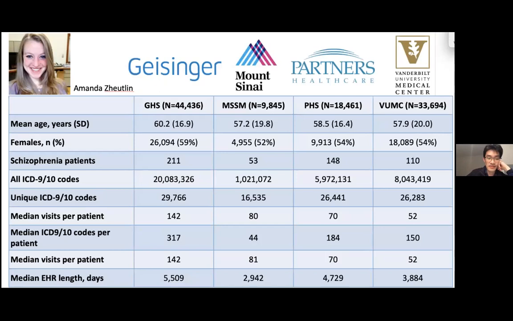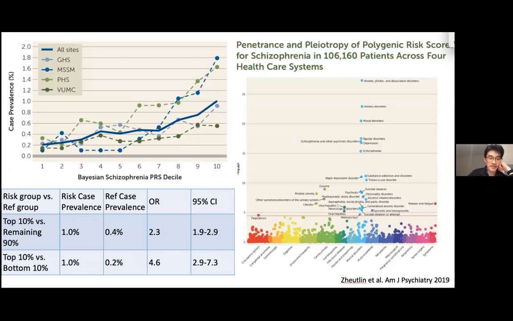And a second application that might be relevant to this group is the polygenic prediction of schizophrenia. In this study led by Amanda, we aggregated the schizophrenia cases and controls across four healthcare systems: Geisinger, Mount Sinai, Mass General Brigham, and Vanderbilt, as part of the PsychEmerge consortium. You can see this polygenic risk score calculated by PRS-CS correlates with the case prevalence and schizophrenia diagnosis, and can be used to identify diseases that are genetically correlated with schizophrenia using a PheWAS design.